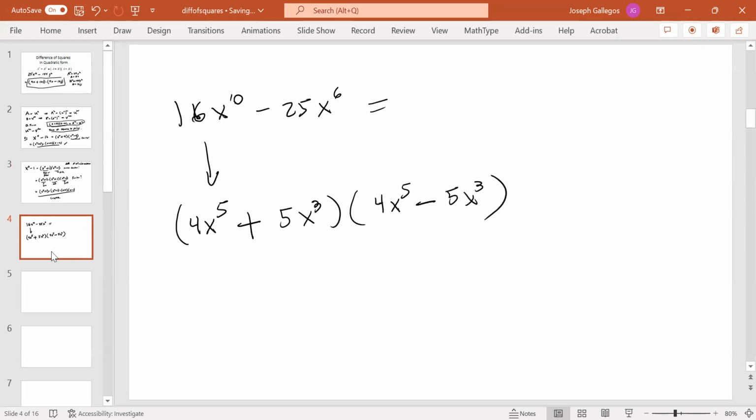And so now we think about, can we do any more factoring? Well, there's nothing to do with the sum piece. Now let's think about the difference piece. Can that factor further? Although 4 is a perfect square, x to the 5 is not a perfect square because 5 divided by 2 is not a whole number. And then we have the additional problem that 5 is not a perfect square, and neither is 3. So this would be complete here. We would stop at that point.